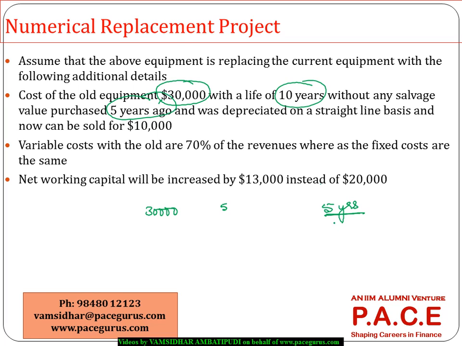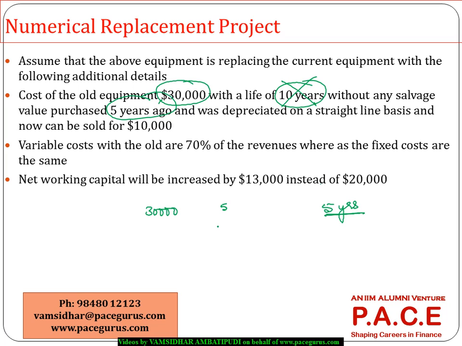Though it can be used for 5 more years, I am replacing that particular machine with a new machine. So that is where I have to see the incremental benefit that I am going to get with the new machine vis-a-vis the old machine, and also the incremental revenues as well as the costs and depreciation that are involved, instead of taking the absolute values. That's one more major thing that I have to consider when I am looking at a replacement kind of project, right?